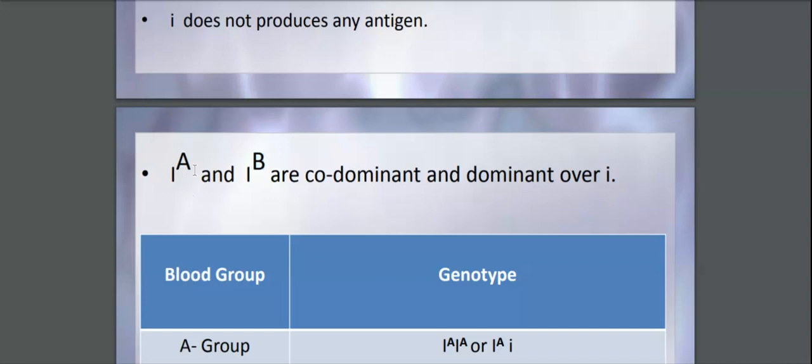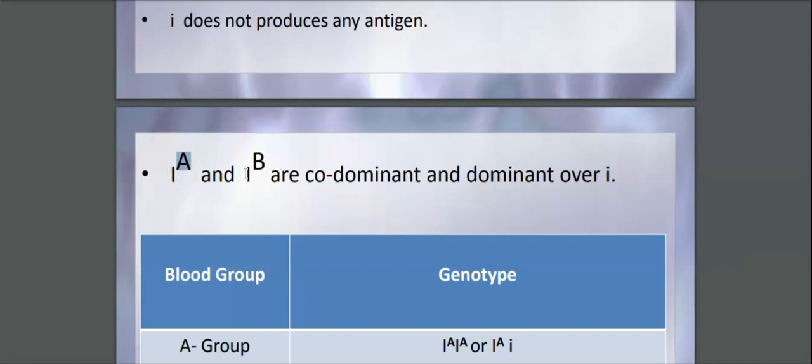But suppose you have received, say, IA from the father and small i from the mother, and then the person's combination is IA i. Okay, so in that case, this is a dominant allele and this is a recessive allele, right? What is the blood group of the person? The person's blood group will be A, because IA is a dominant allele.